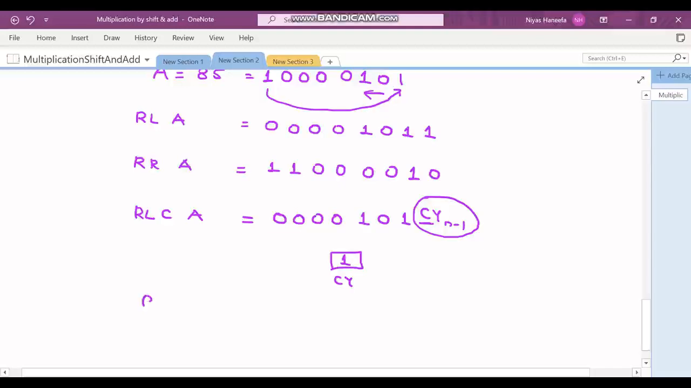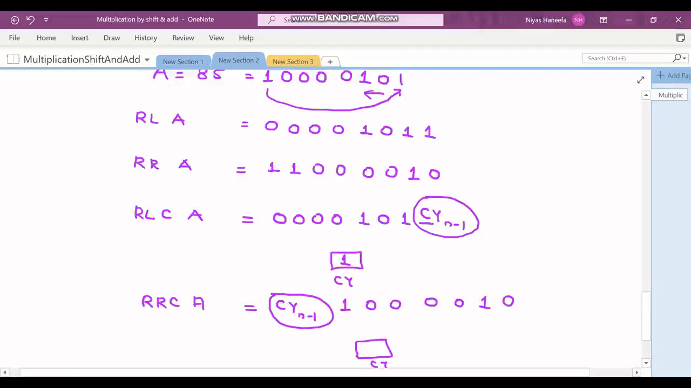Now if the next instruction is RRC A, what will happen is the rightmost bit will come to the carry and the carry will go to the leftmost position. How exactly will it work? I can write here carry of n minus 1, that will come here. Then the bits will be shifted to the right. So it becomes 100 0, then 0010, and the rightmost 1 will come to the carry. So the carry will become 1.